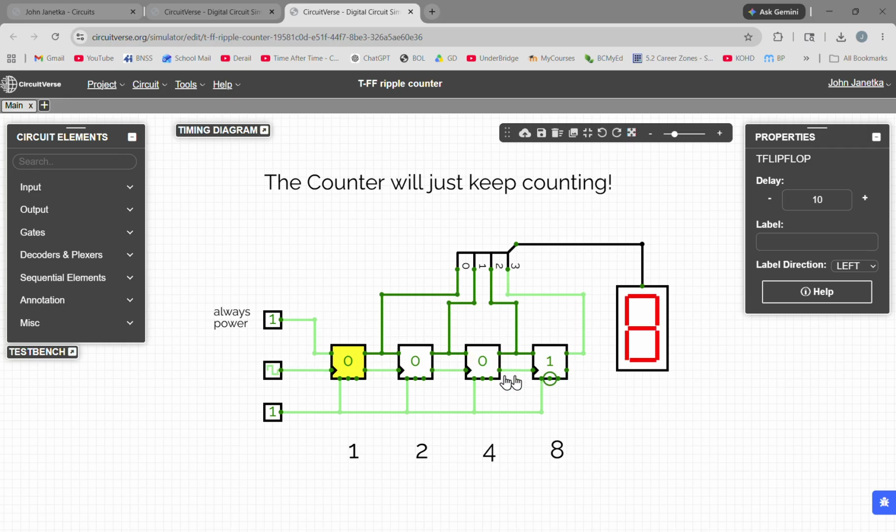It's counting, right? Another neat thing about this, in addition to our computer now counting up numbers all on its own, just by the clock going back and forth on and off, is that this one changes every time there's a clock change. It's changing a lot. This one changes half as often. This one changes half as often as this one. And this one changes half as often as this one.